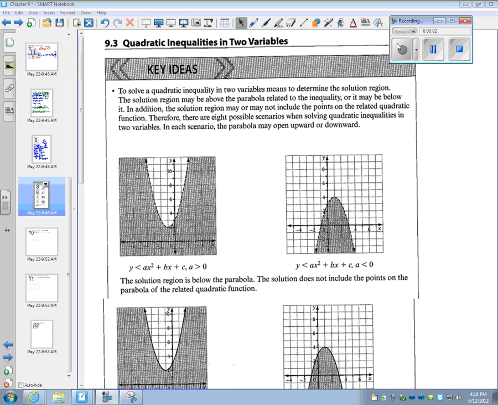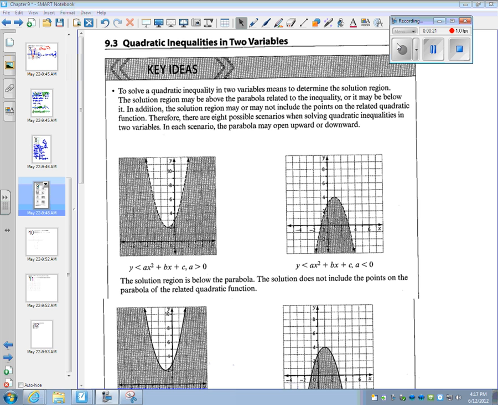Section 9.3, quadratic inequalities in two variables. So now instead of just one variable, instead of x squared plus 6 is less than 5, now we have y is less than 6x squared plus 7, something like that. Okay, to solve a quadratic inequality in two variables, we have to determine the solution region.